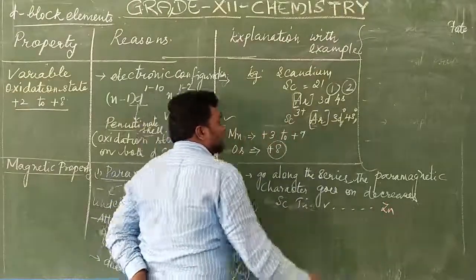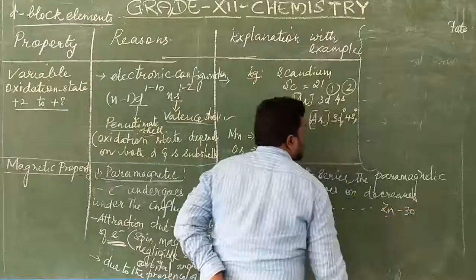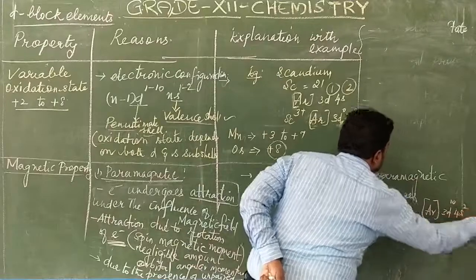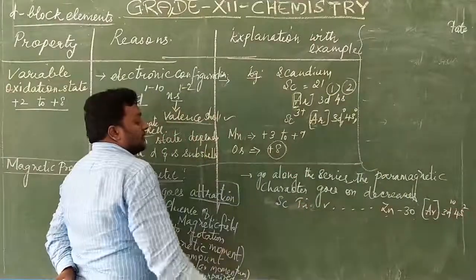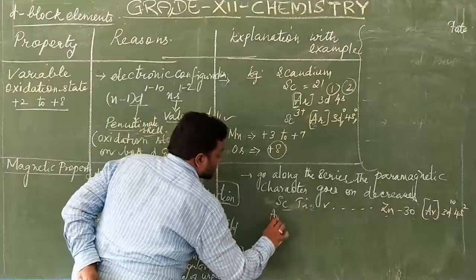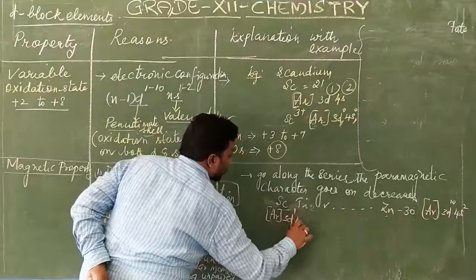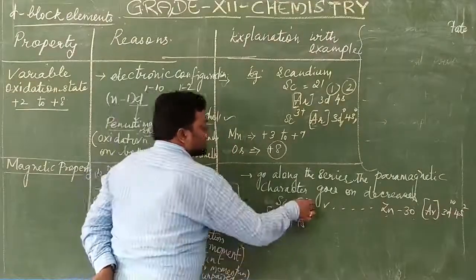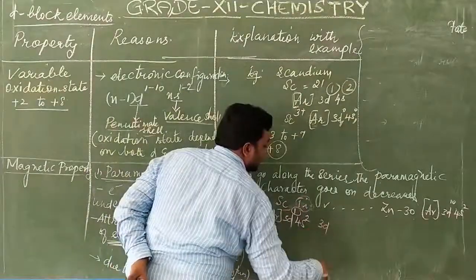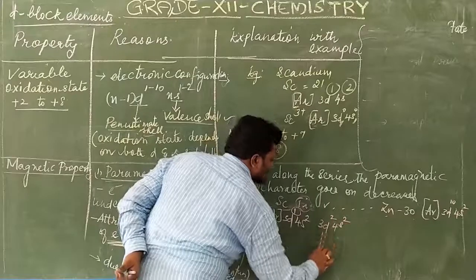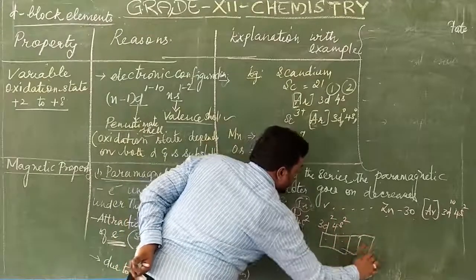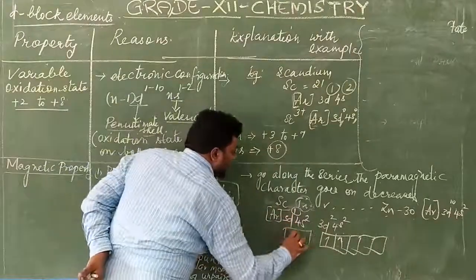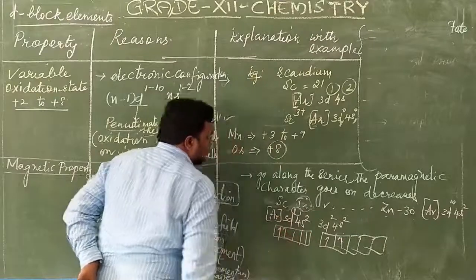What is the atomic number of zinc? It is 30. What is its electronic configuration? 3d 10, then 4s 2. And here in case of scandium, the configuration is 3d 1 and 4s 2. So an unpaired electron is present. Can you understand? And similarly titanium, what is that? 3d 2 and 4s 2. That means 2 unpaired electrons are present. Here only 1 unpaired electron is present.